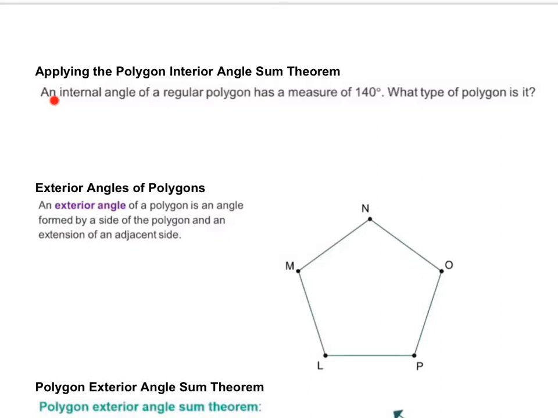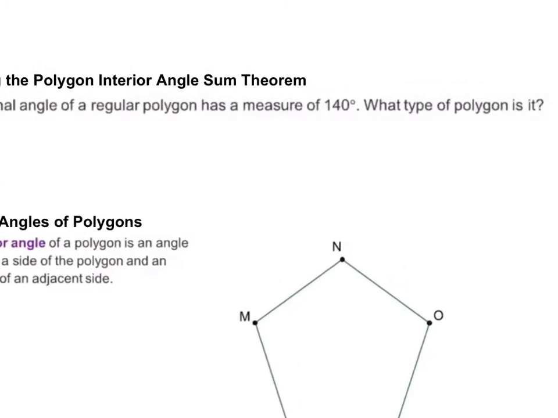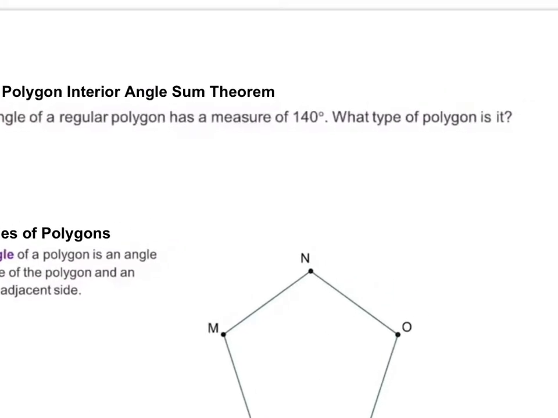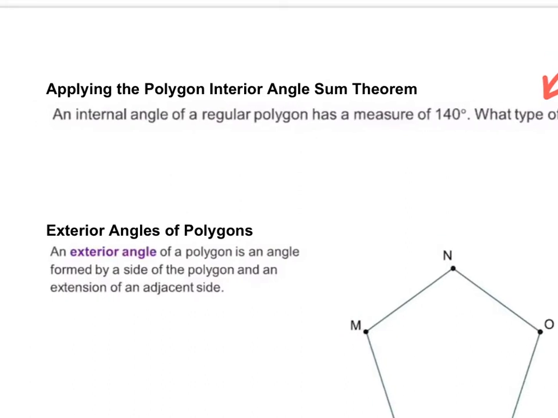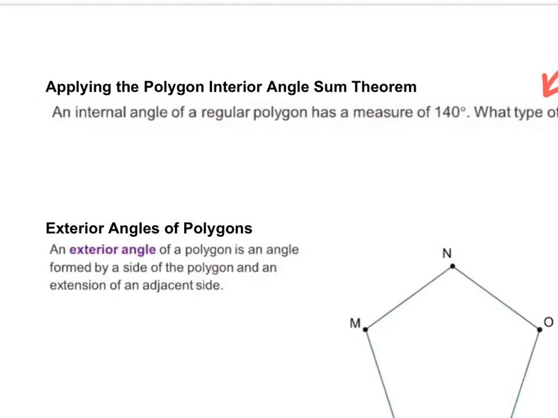Okay, so we still need to apply that polygon interior angle sum theorem. If we know an interior angle of a regular polygon has a measure of 140 degrees, what type of polygon is it? So basically what we're trying to do is solve for n. Now what I know is that we have a regular polygon, and each of those angles measures 140 degrees.